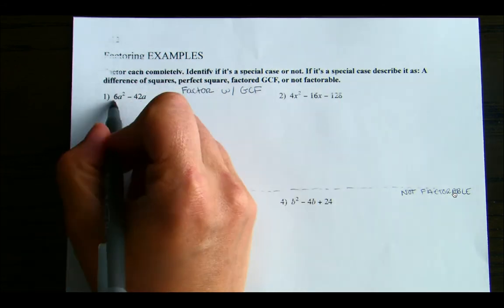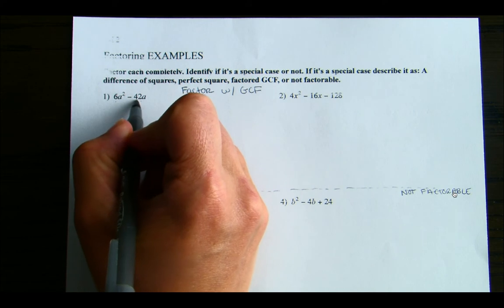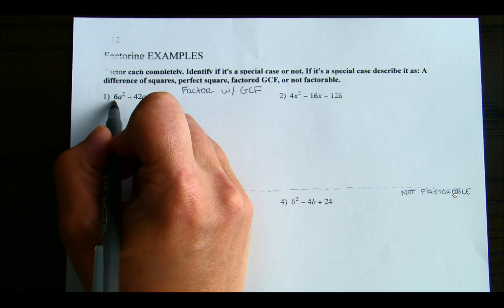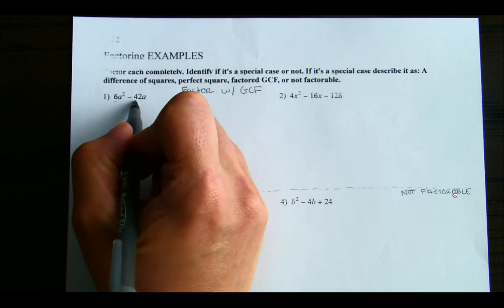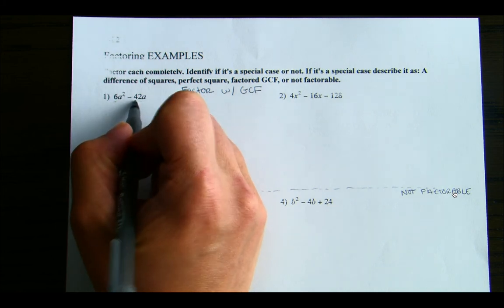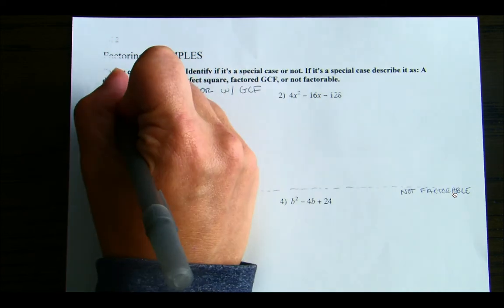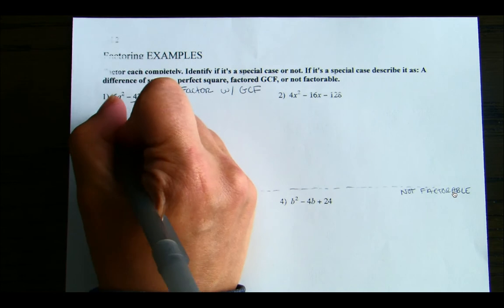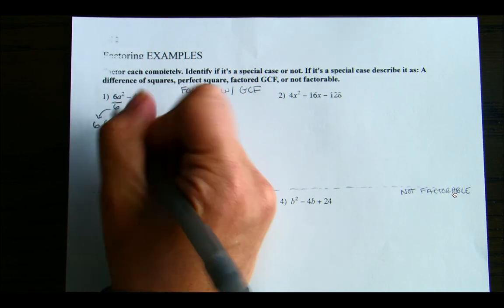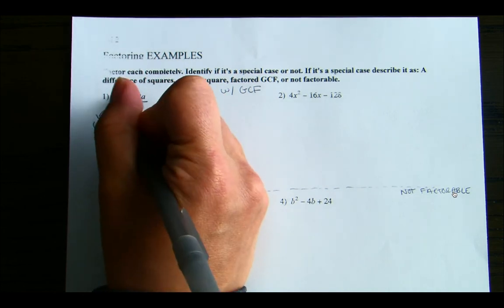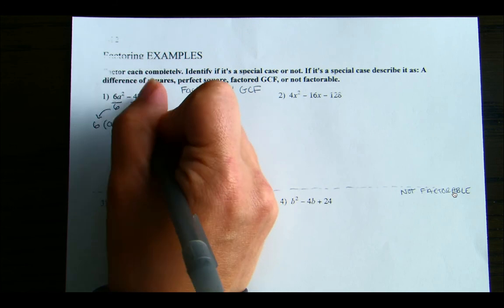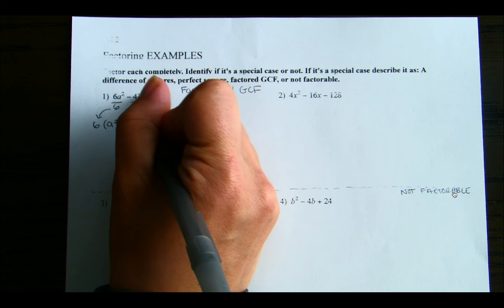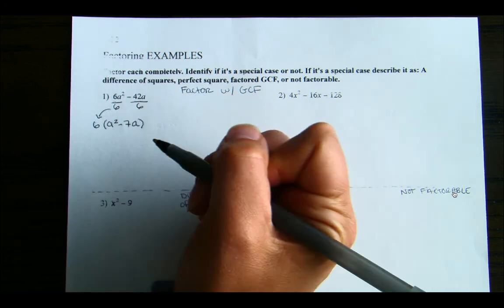So if I look at 6a squared and negative 42a, I can notice that 6 is a common factor, as 6 is divisible by 6, and negative 42 is also divisible by 6. So I'm going to start with that, and I'm going to divide both of these by 6 and place the 6 out front. So I'm left with a squared, since 6 divided by 6 is 1, and minus 7a, since negative 42 divided by 6 is negative 7.